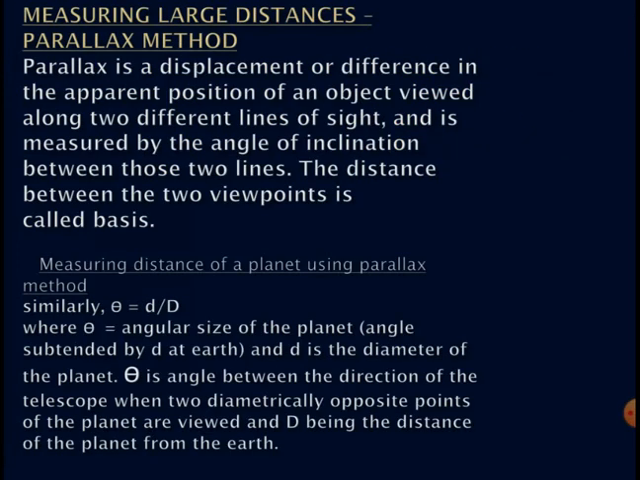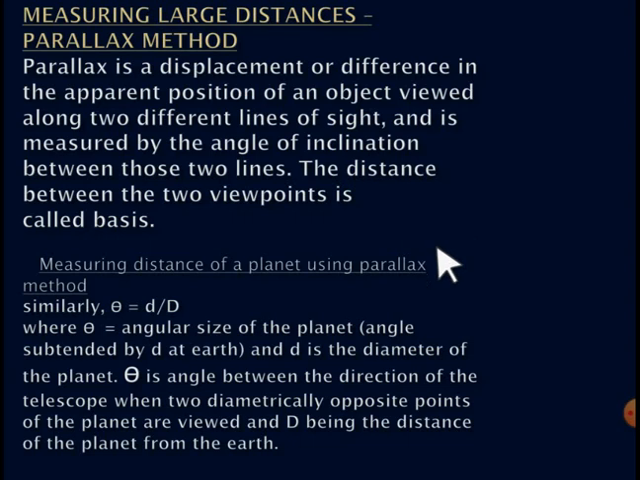Now see here, measuring large distances, whatever I have talked to you about, it will be all here. So parallax is a displacement or difference in the apparent position of an object viewed along two different lines of sight. You can give this as the definition of parallax. So parallax is a displacement or difference in the apparent position of an object viewed along two different lines of sight, when it was at 1st January and when it is again in the first zone.